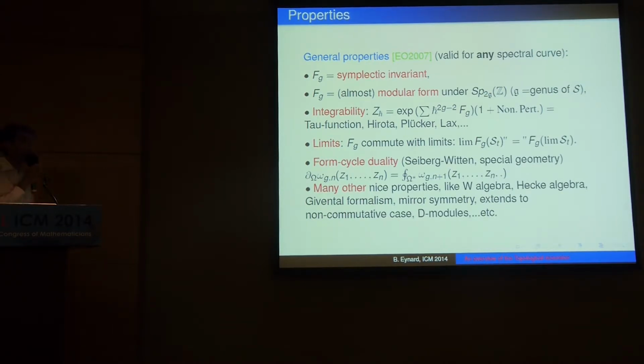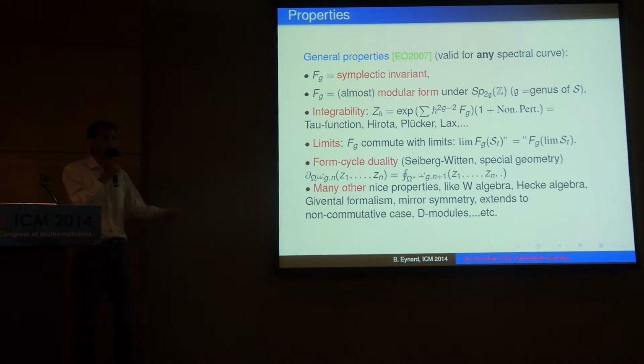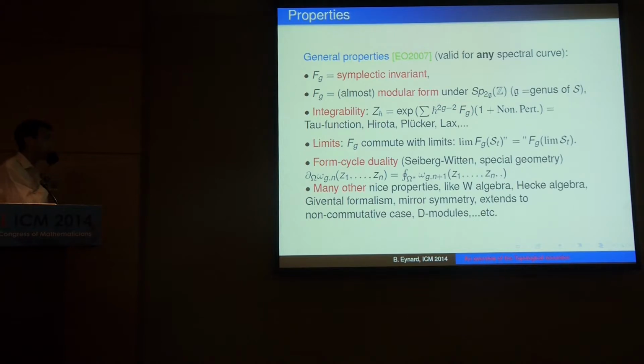For instance, in the context of matrix models, it shows that if you are near the edge of a spectrum, you recover the expansion of the Tracy-Widom distribution or things like that, here in a quite easy way. Another nice property is related to form-cycle duality. Very often it's called Seiberg-Witten or special geometry, but the property is the following.